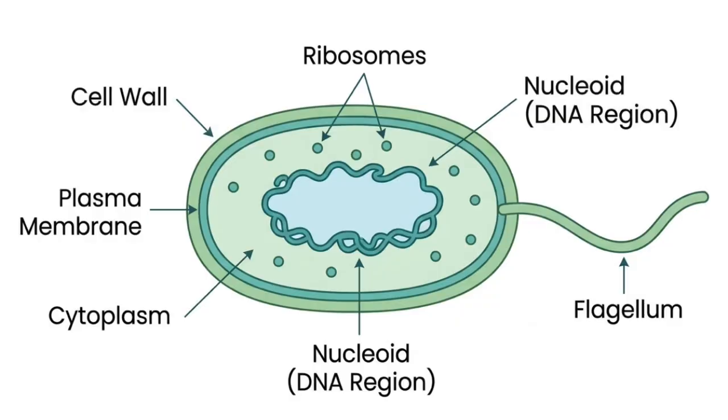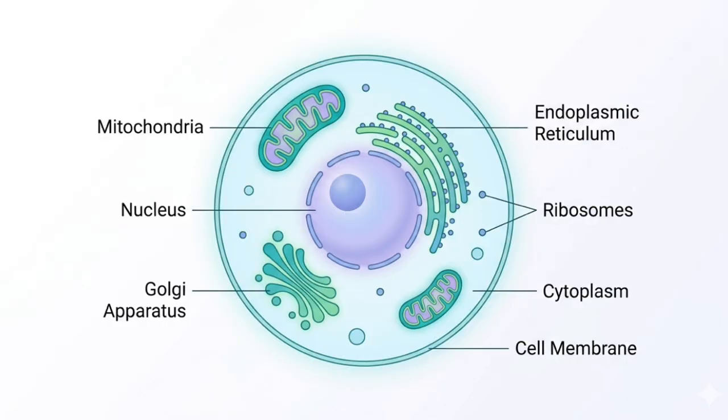Let's visualize this. Here's a prokaryotic cell: a single compartment with DNA floating free, ribosomes making proteins, and a simple cell membrane controlling what enters and what exits. Now here's a eukaryotic cell: DNA safely enclosed in a nucleus, mitochondria producing energy, endoplasmic reticulum and Golgi apparatus processing proteins, and lysosomes cleaning up wastes.